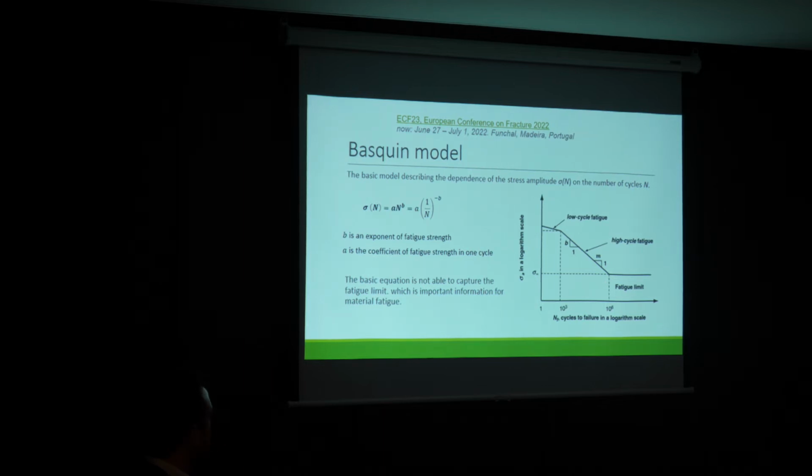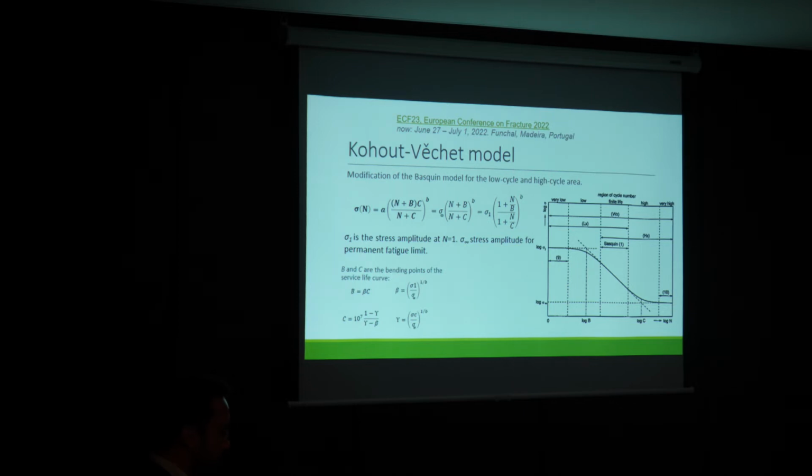Then the other model is the Kohout-Věchet model. You can see that the base of the equation is similar to Pascual, but it captures both parts very well, low cycle and high cycle, with this description. Then you can see the last evaluation here, and this model is quite easy to apply. We use the software Excel and we evaluate this data.